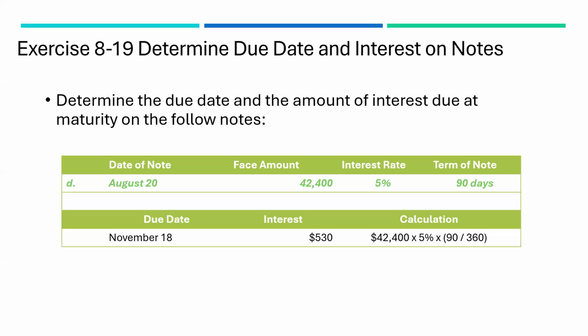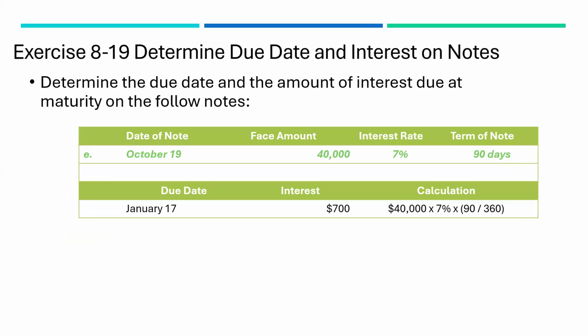And the face amount is 42,400. We have to multiply by 5% and then divide by 360 times 90. And then for the October 19th note, the due date is January 17th. And so that would also be in the following year, right? So then we'd have to record our interest as of December 31st.